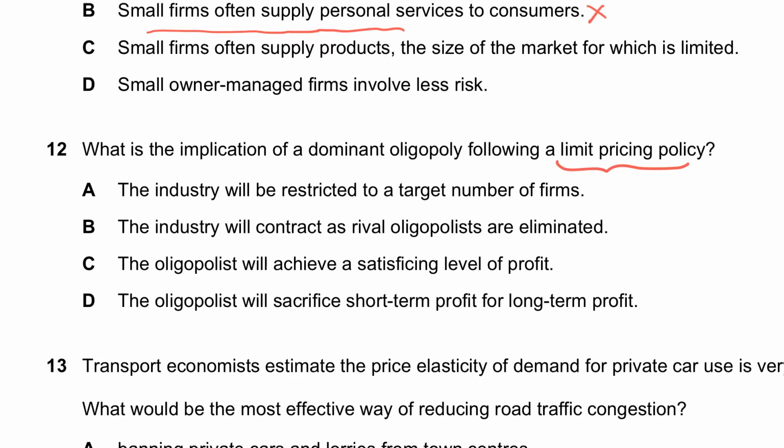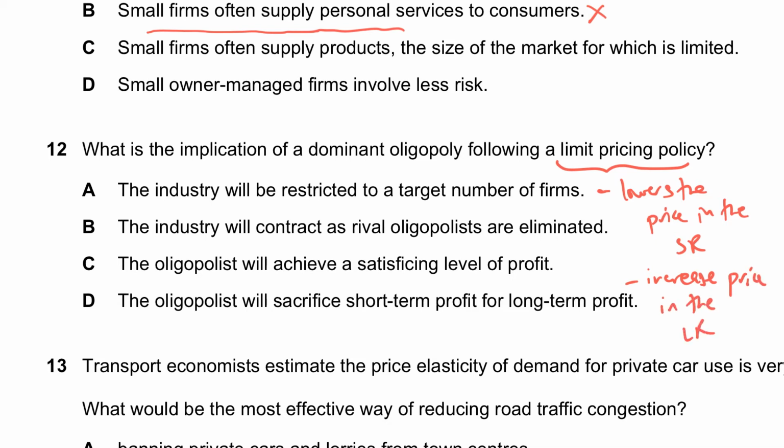Limit pricing policy is simply when an oligopoly or a monopoly lowers the price only in the short run to destroy competition, which otherwise won't be able to match that price. And once that competition is completely destroyed, they will then increase price in the long run.